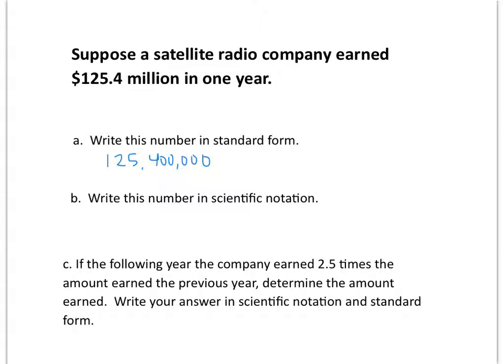So that would be standard form, but in scientific notation, remember our first number has to be between 1 and 10. So this would be 1.254 times 10 to the, now we have to look at how many zeros we had. Let me fix that multiplication sign. So here it'd be 1, 2, 3, 4, 5, 6, 7, 8. So times 10 to the 8th.